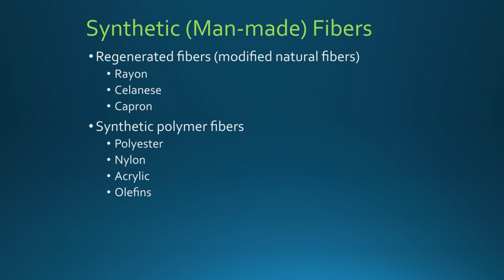Synthetic or man-made fibers include regenerated fibers like rayon, Celanese, and caprone, which are modified natural fibers. Synthetic polymer fibers include polyester, nylon, acrylic, and olefins.